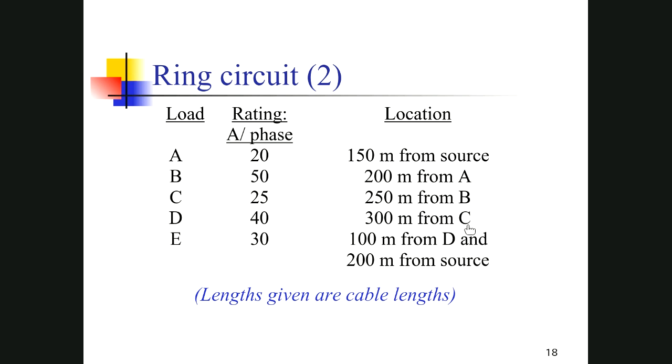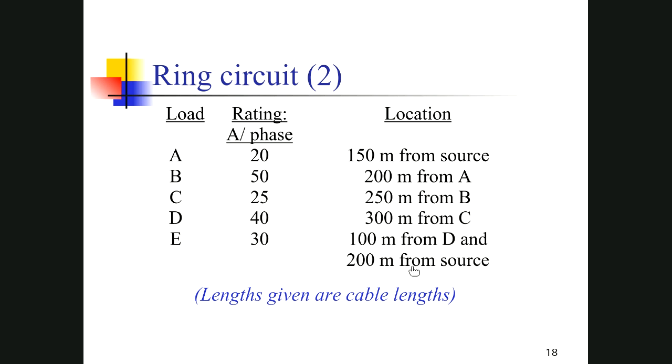And finally, load E, which draws 30 amperes from the source, is located 100 meters away from load D and 10 meters away from the source on the other side. So from these tables, you can find out the load numbers and the ring circuit length.